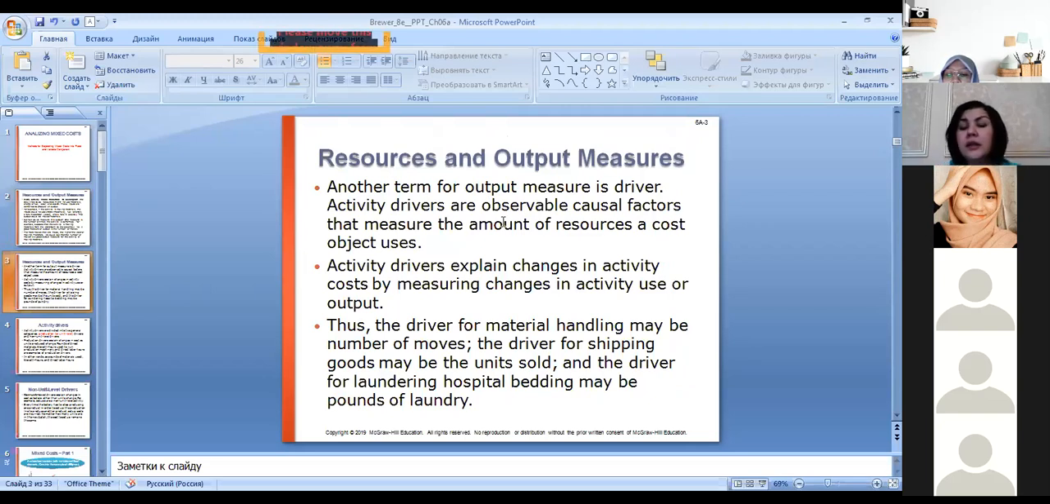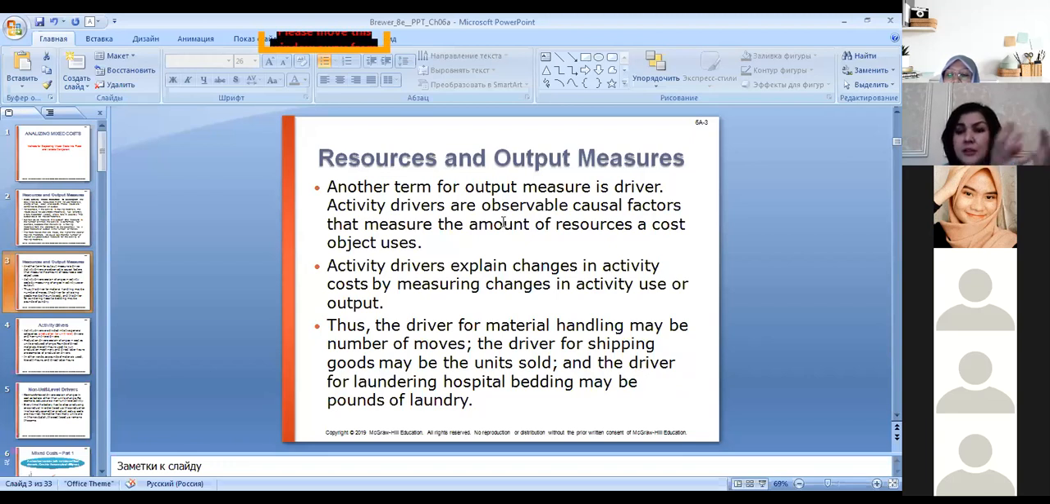Okay, and another term for output measure is driver. A driver is any observable causal factor that measures the amount of resources a cost object uses. And activity drivers explain change in activity costs by measuring change in activity use or output. So for example, the driver for material handling may be the number of moves.